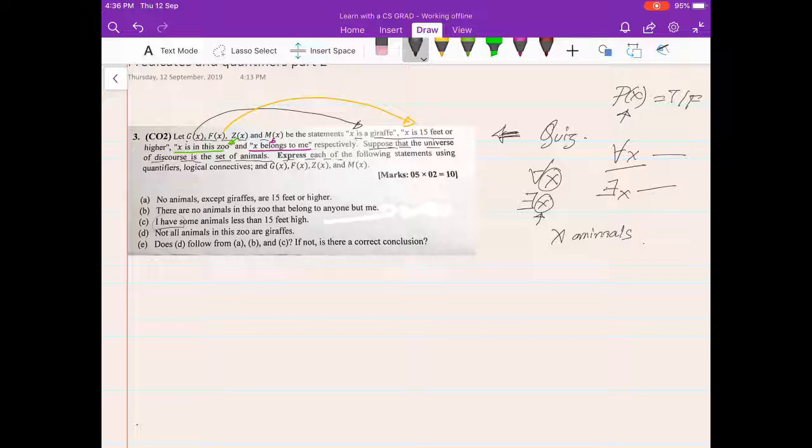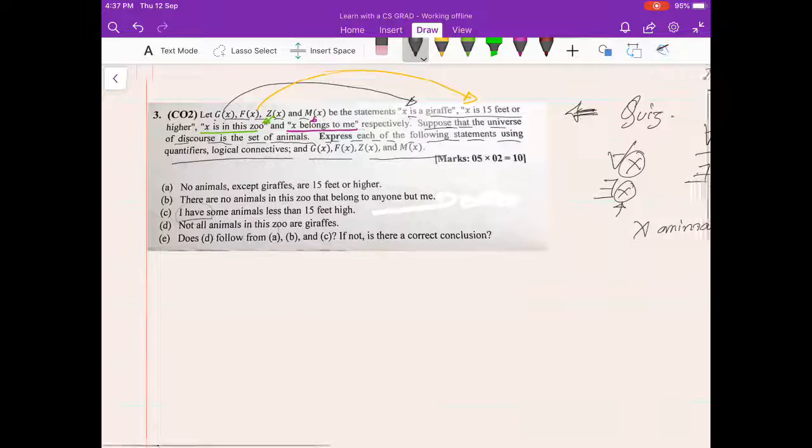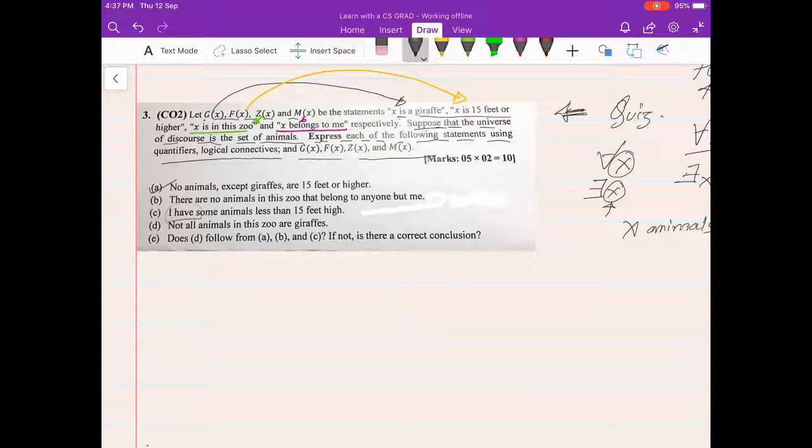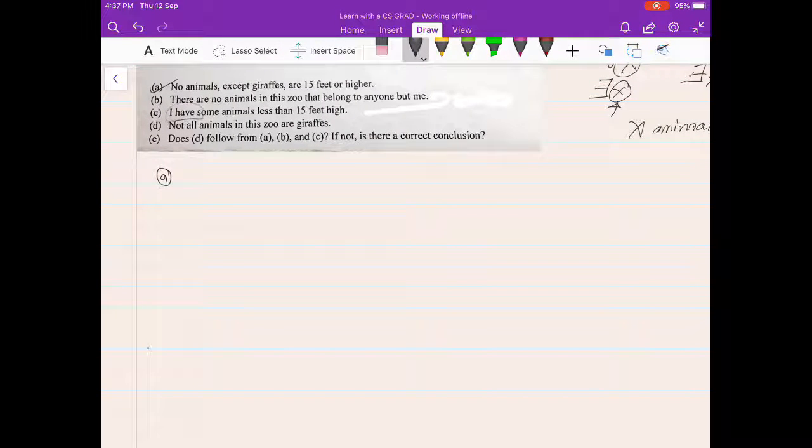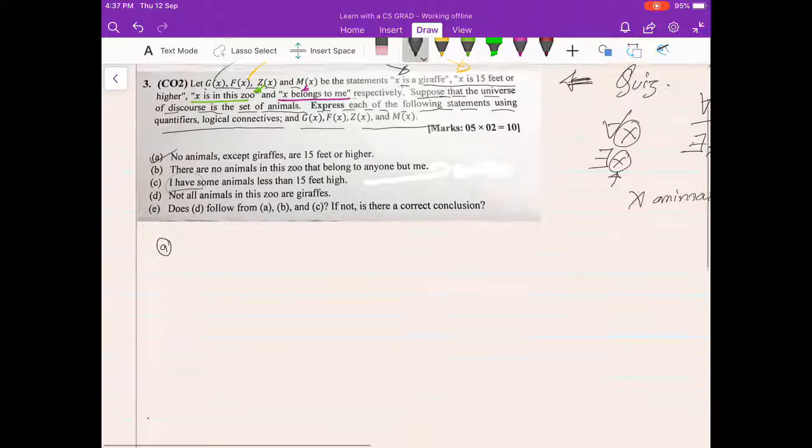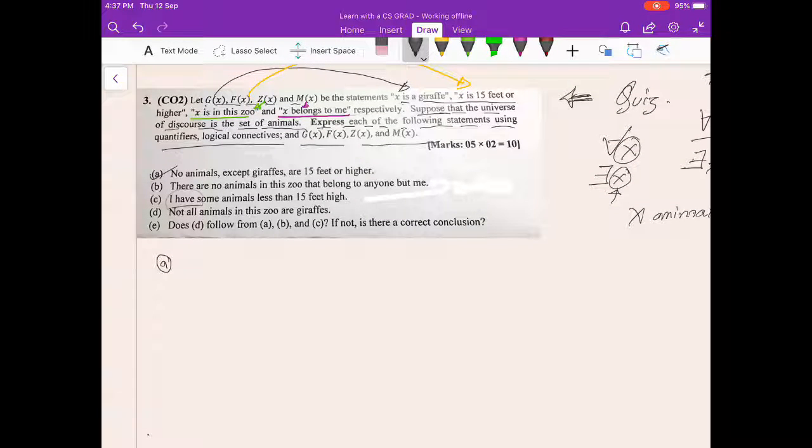Moving on, express each of the following statements using quantifiers and logical connectives and these functions. So the first question, A: no animals except giraffes are 15 feet or higher. So no animals means all animals, right? I actually wrote it instead of inverting it. So not all animals except giraffes.